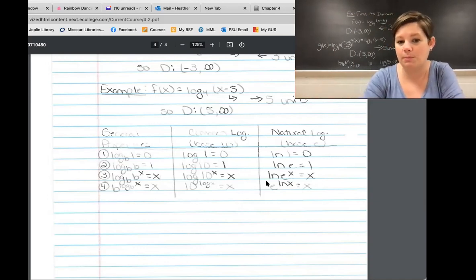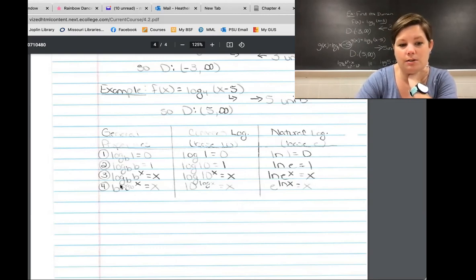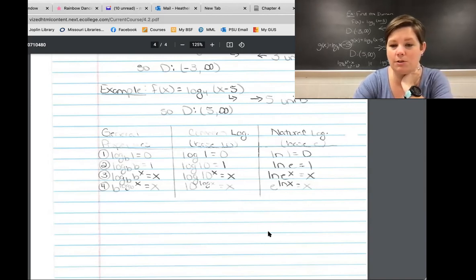These are just nice little properties to know because later on in this chapter, we're going to be simplifying and solving logarithmic equations, and we're going to need to expand and condense, and this helps us to do that. So here we have b raised to the log base b of x equals x. Again, very similar process here. So that says 10 raised to the log of x equals x, and e raised to the ln of x equals x. These are properties that are true for all of our logarithmic functions, and so they're good to note because, like I said, they're going to come in helpful later on.